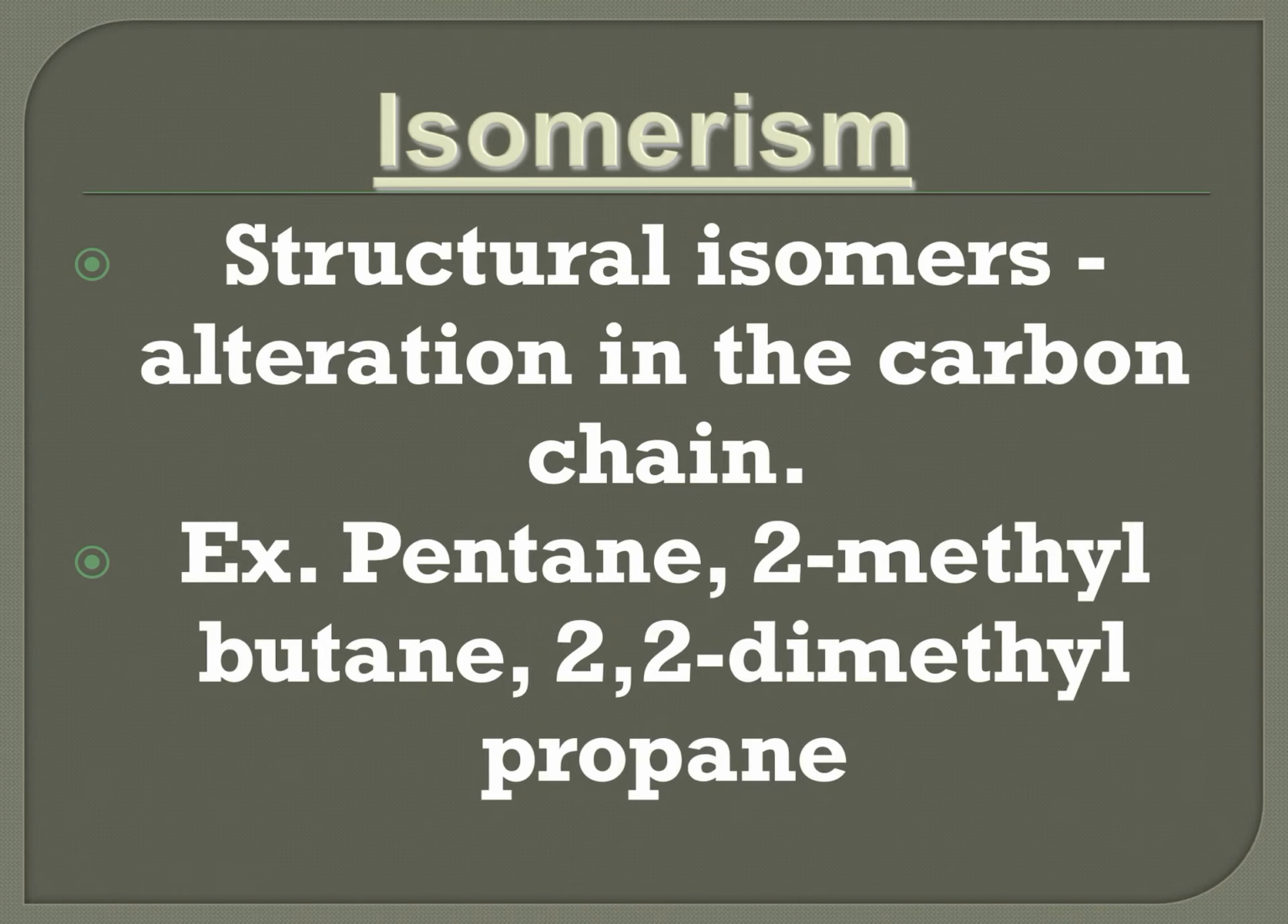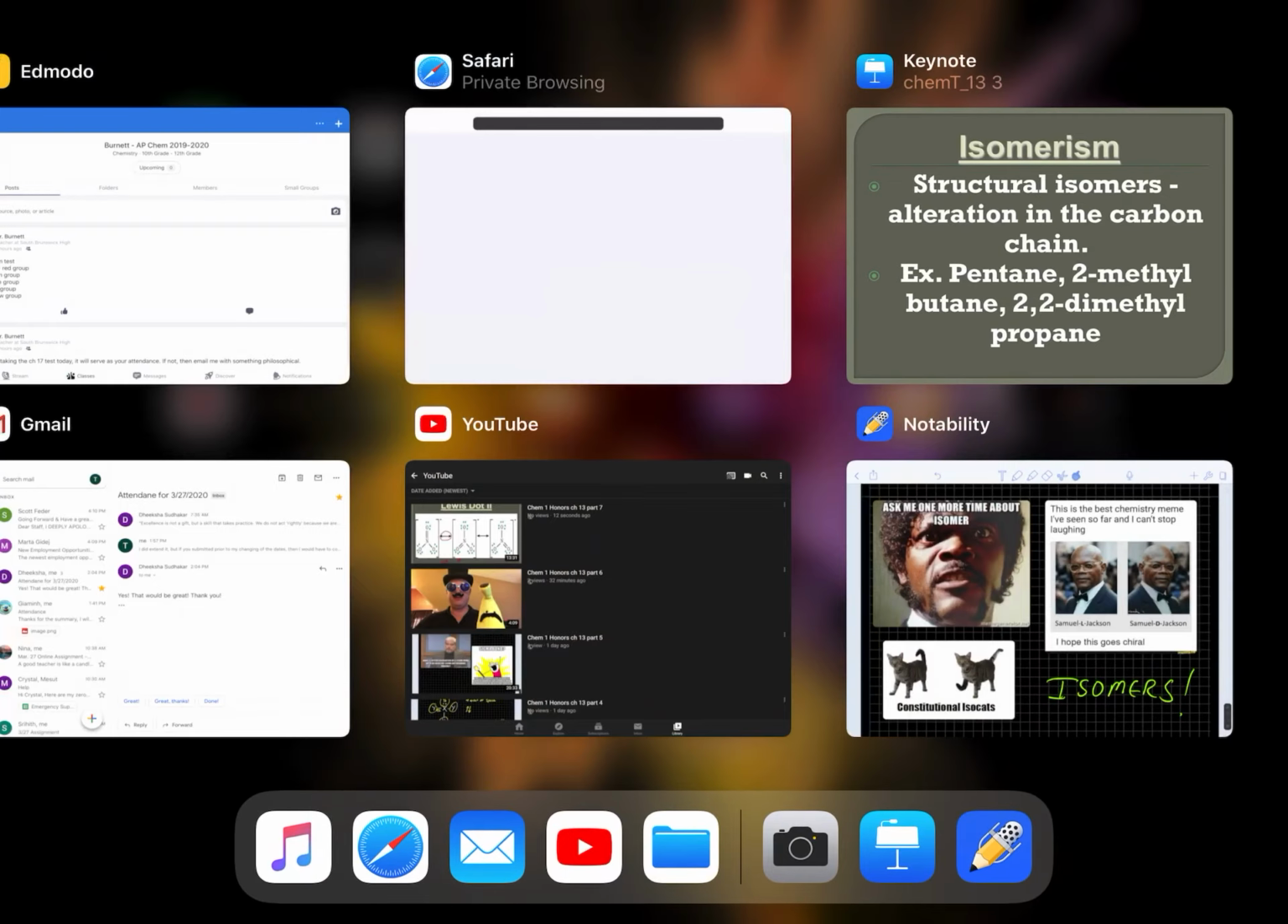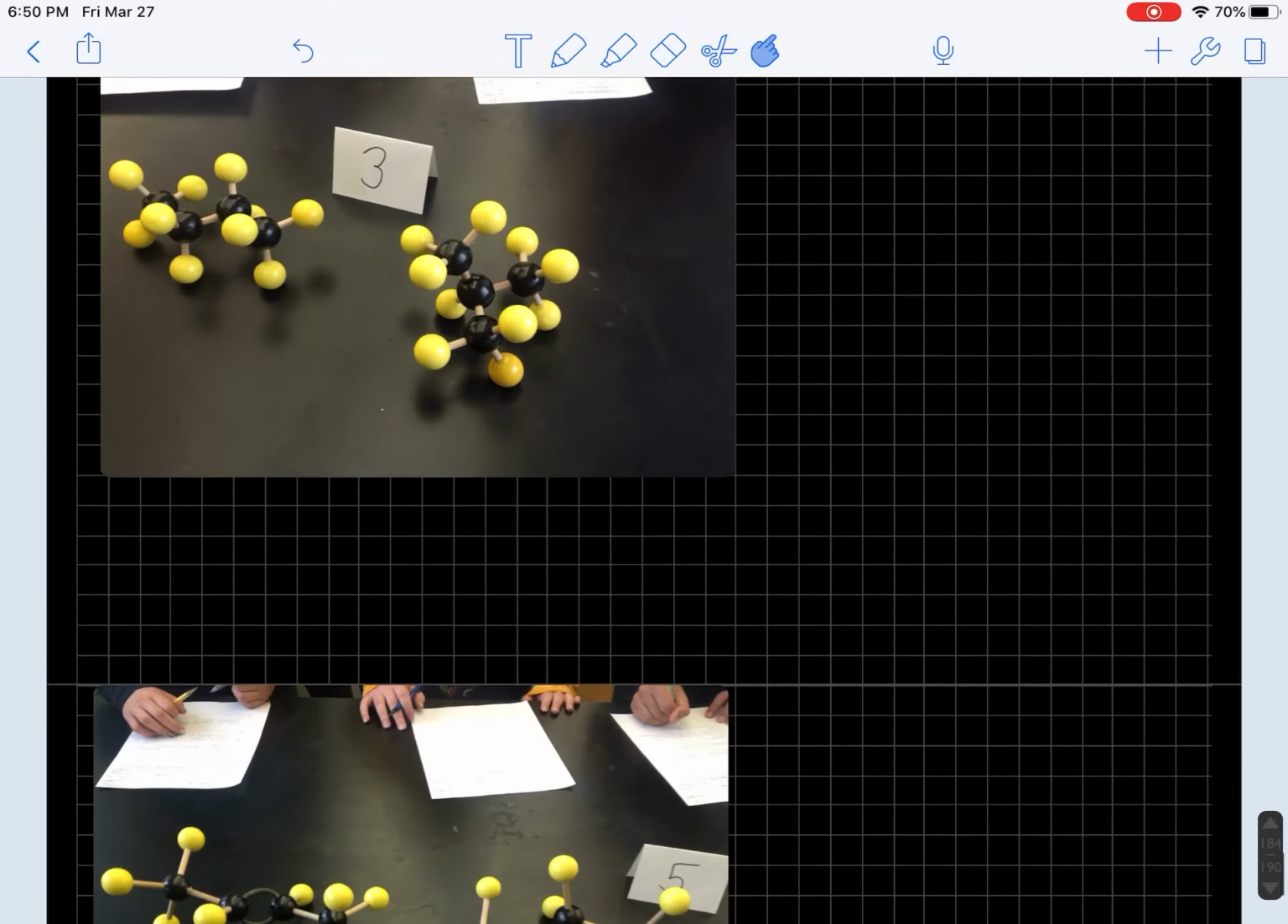The first one falls into the category of what we call constitutional isomers, where you're taking the molecule and you're changing the order in which the atoms are connected. So these examples, pentane, 2-methylbutane, 2,2-dimethylpropane, I'm going to diagram those and show you the differences. But these would be considered structural isomers. They're a different arrangement in the way the carbons are connected to each other.